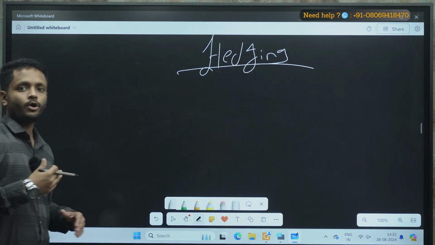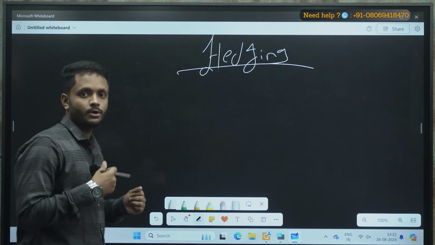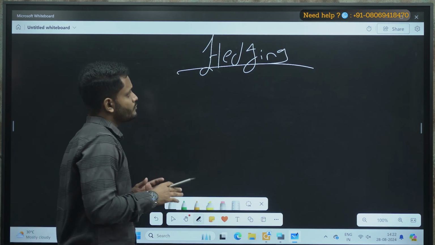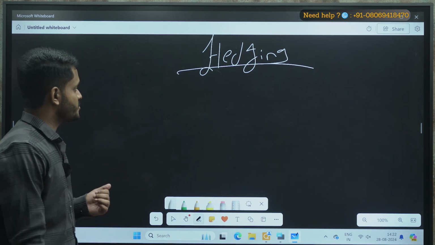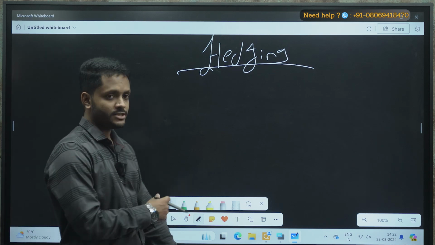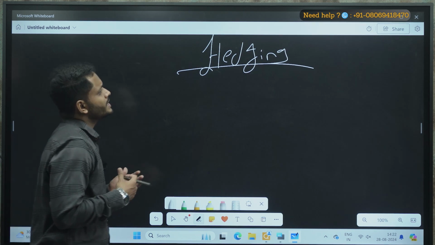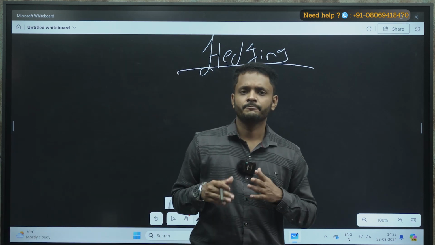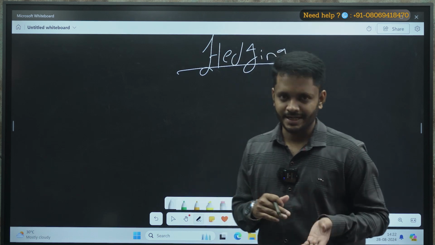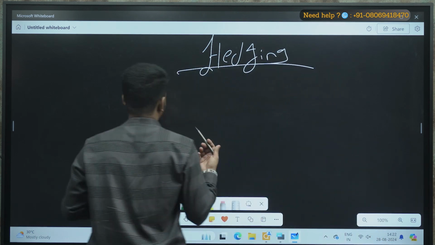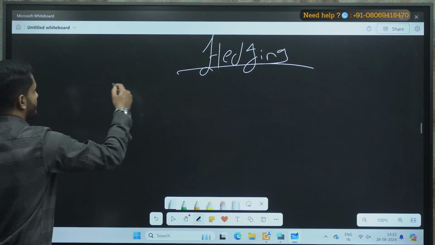So how an option buyer can hedge his position, how an option seller can hedge his position. First we'll start with an option buyer. What are the strategies for an option buyer? When it comes to option buying, there are debit spreads and credit spreads. First let's talk about a debit spread. What is a debit spread?